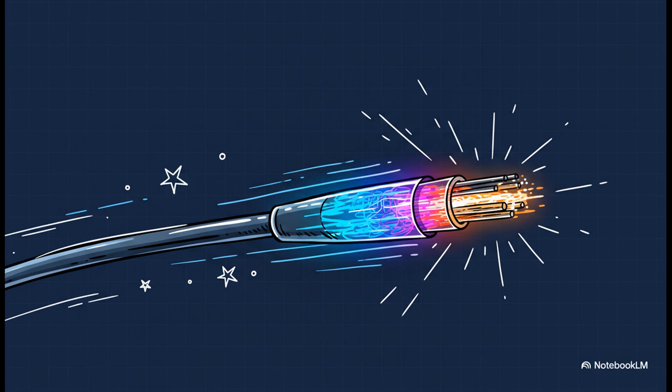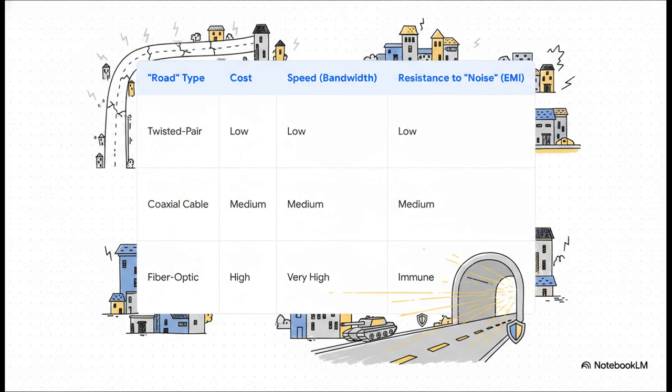And finally, we get to fiber optic cable. Okay, this is where things get really, really cool. Instead of pushing electrical signals down a copper wire, fiber optics send pulses of light down a tiny, hair-thin strand of super pure glass. It's less of a highway and more like a light-speed tunnel. And that's the game changer, right? Because it uses light instead of electricity, it is completely immune to the kind of electrical interference that messes with copper cables.